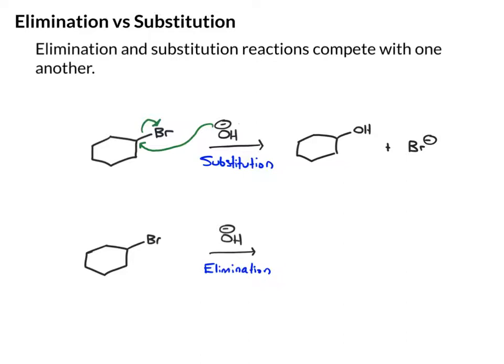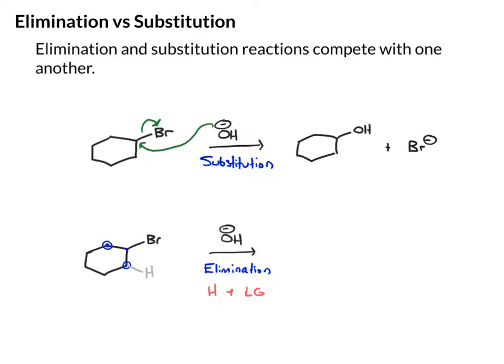Now for the elimination, what's going to be different is you're not adding anything to the molecule. We're actually eliminating hydrogen and a leaving group. So in this case, I'm going to find a hydrogen on the carbon next to the leaving group. So here is the leaving group carbon. I can pick either of these carbons next to the leaving group, and I'm going to draw in one of the hydrogens.